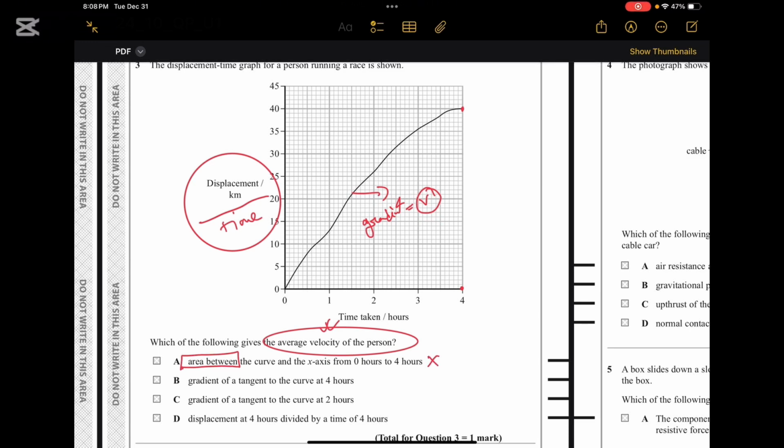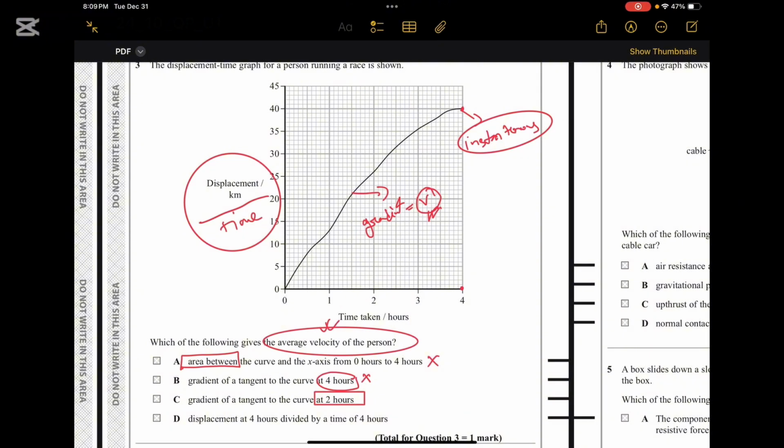Gradient of a tangent. No, gradient is going to give us the velocity, but this is the instantaneous velocity at a particular point, not the average velocity. So this is not going to be our answer. The gradient at 4 hours means that it will give the instantaneous velocity at that moment. This is our instantaneous velocity at 4 hours. Gradient of a tangent at 2 hours. Now this will also give us the instantaneous velocity at 2 hours.